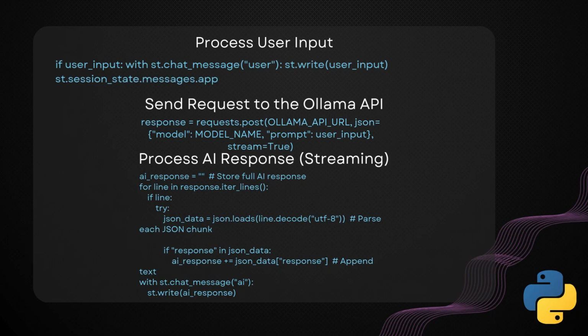This Streamlit chatbot stores and displays chat history, user and AI messages. Accepts user input via a text box. Sends user queries to the Ollama API. Streams AI-generated responses and processes them line by line. Displays AI responses and stores them in session history.